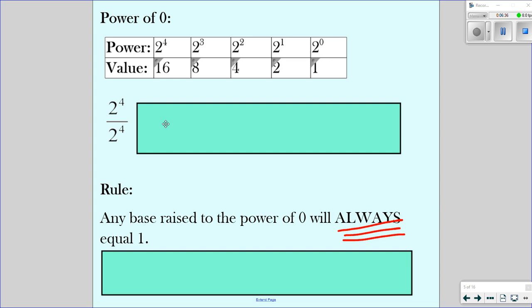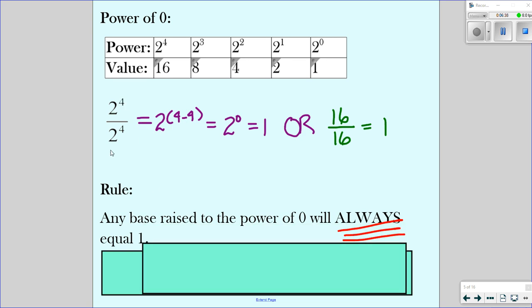But let's break it down. So we got the same base. You subtract the exponents. It'll be 2 to the 0 power equal 1. Or if you were to simplify this one, 2 to the 4th gives you 16, and 2 to the 4th, 16, equals 1. So again, we've proved that even though you simplified it, same base, same power, the result would be 0 as your power. Whatever that base is to the 0 power will give you 1. And this just backs up your proof.